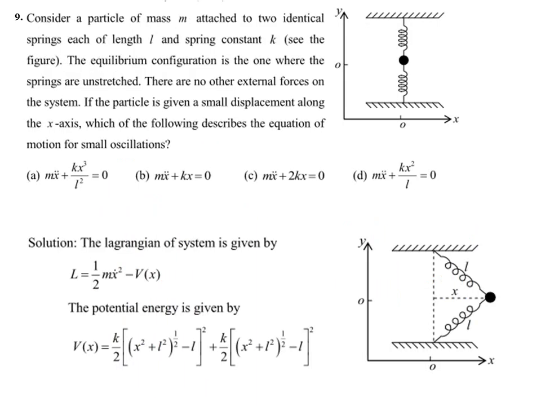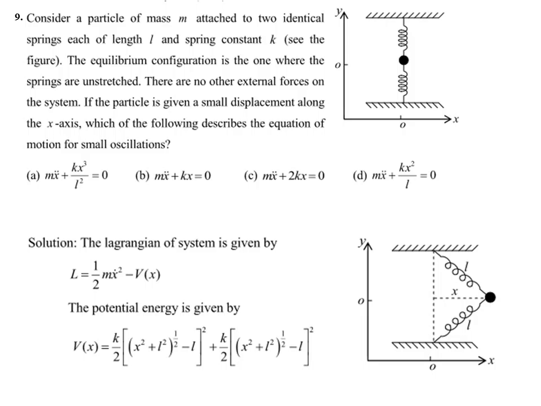Question number 9. Consider a particle of mass m attached to two identical springs, each of length L and spring constant K. The equilibrium configuration is the one where the springs are unstretched. There are no external forces on the system. If the displacement is small and along the x-axis, which of the following describes the equation of motion?